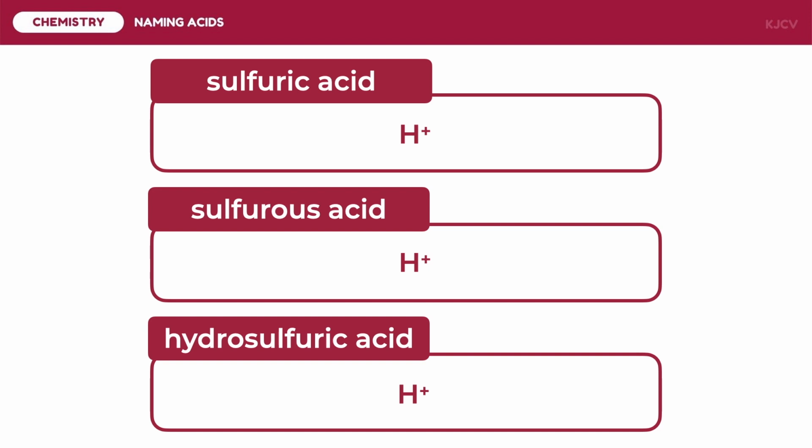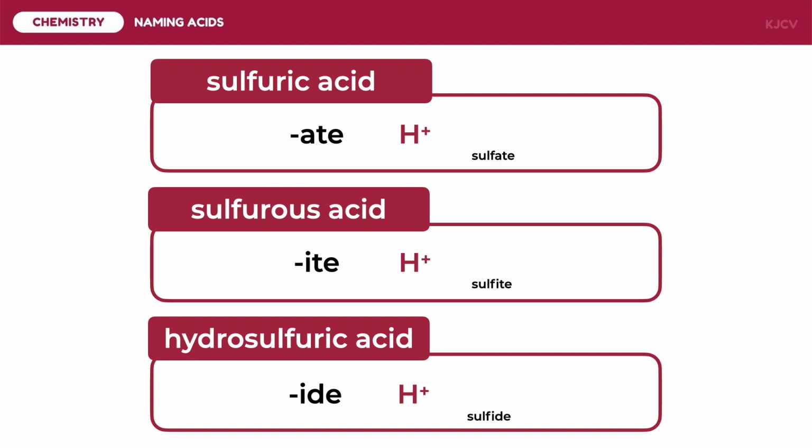For sulfuric acid, since the acid has a suffix of "ic" acid but without a prefix, the anion suffix should be "ate". Therefore, the anion should be sulfate. For sulfurous acid, since the acid has a suffix of "us" acid, the anion suffix should be "ite". Therefore, the anion should be sulfite. And lastly, for hydrosulfuric acid, since the acid has a prefix of hydro and a suffix of "ic" acid, the anion suffix should be "ide". Therefore, the anion should be sulfide.